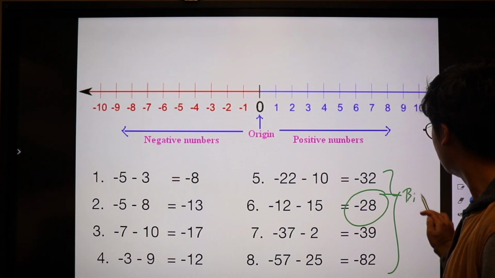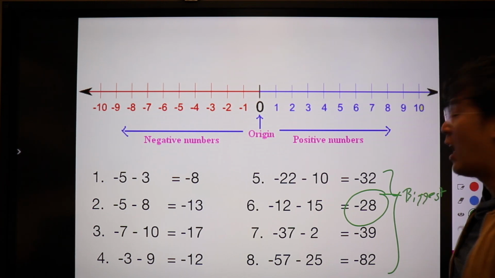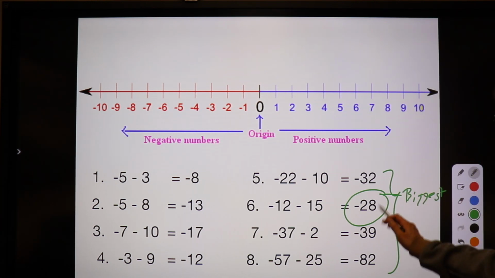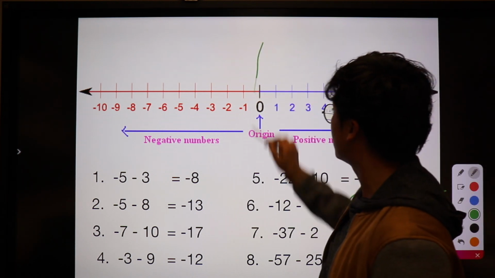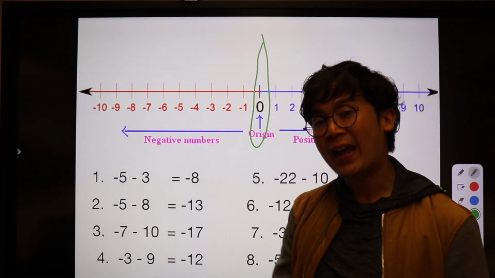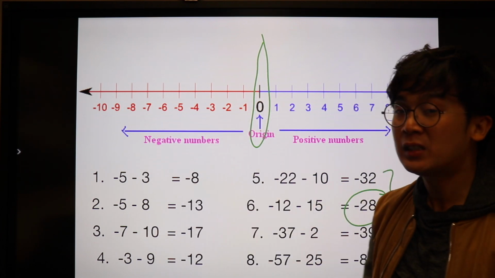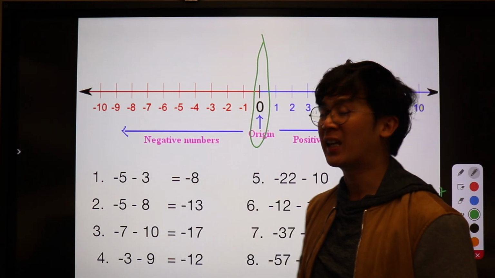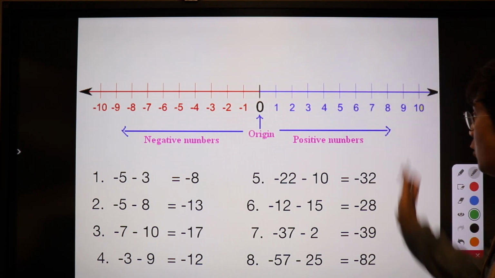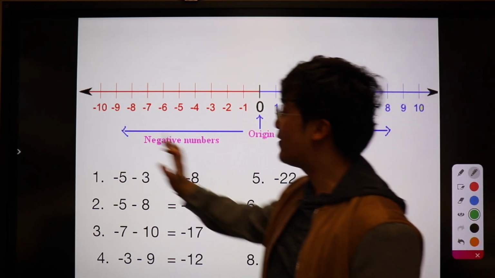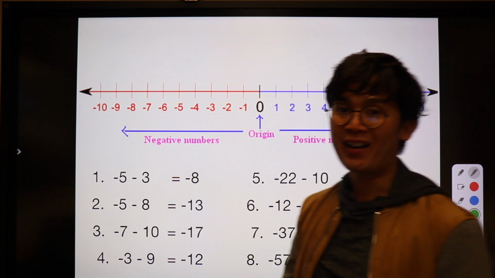So this will be the number with the biggest value because negative 28 is closer to 0. So again, when your number is closer to 0, your value for that particular negative number is becoming bigger. So this is how we work out problems given this particular pattern in your integers.